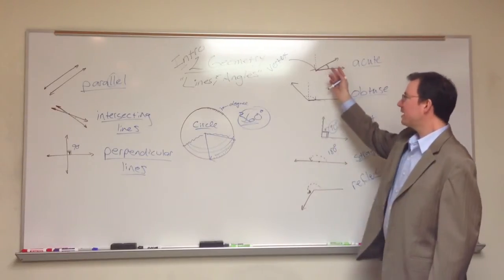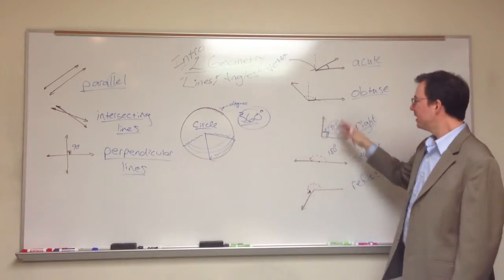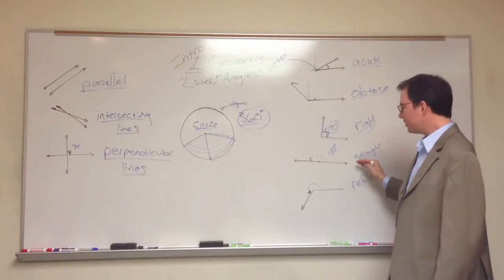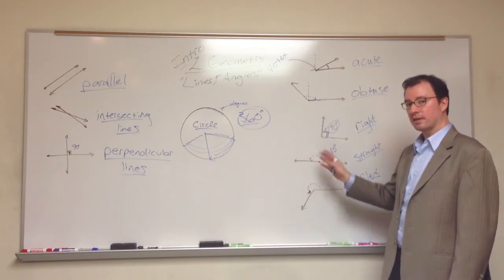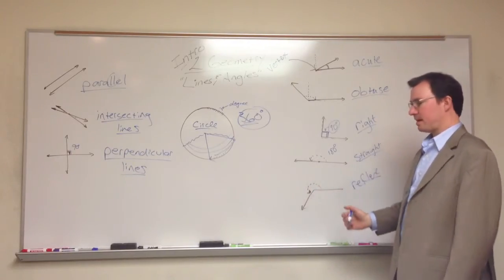But again, we have acute angles because they're small. Obtuse angles because they're big. Then we have the right angle. It's right straight up and down and right sideways. And then we have the straight one. It forms a straight line by 180 going halfway. And then we have the reflex angle, which is more than that.